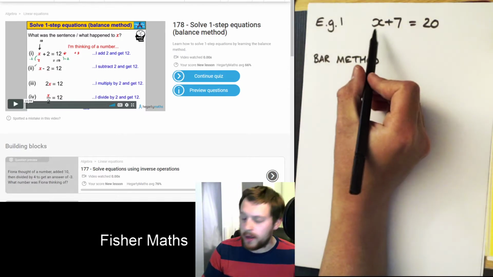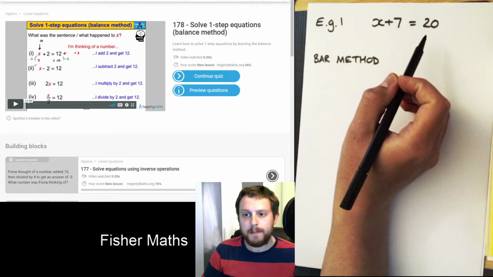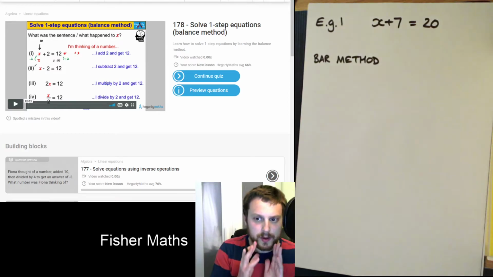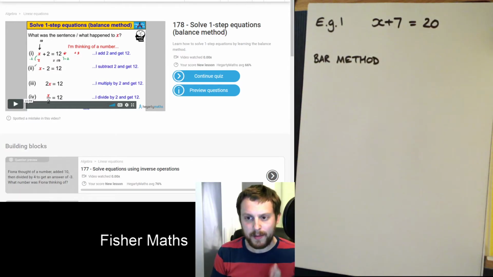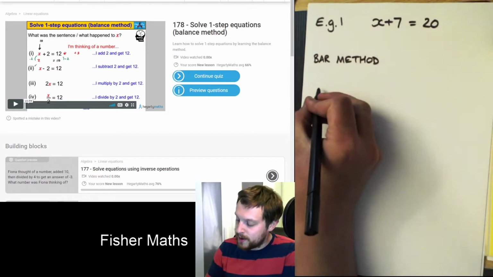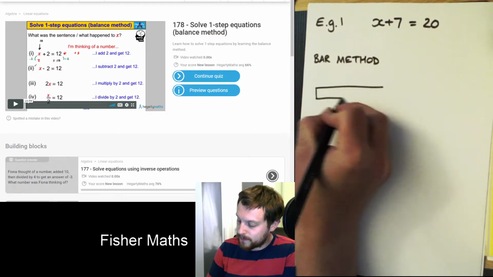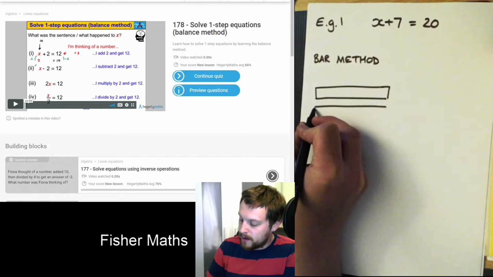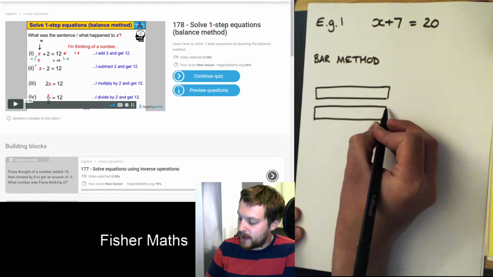Okay, so x add 7 is 20. So something add 7 is 20. So of course, spoiler alert, the answer is going to be 13. But let's see how the bar method works. Okay, so what you do is you draw 2 bars. You don't worry about how long they are, but when you draw them, you try to make them about the same length.